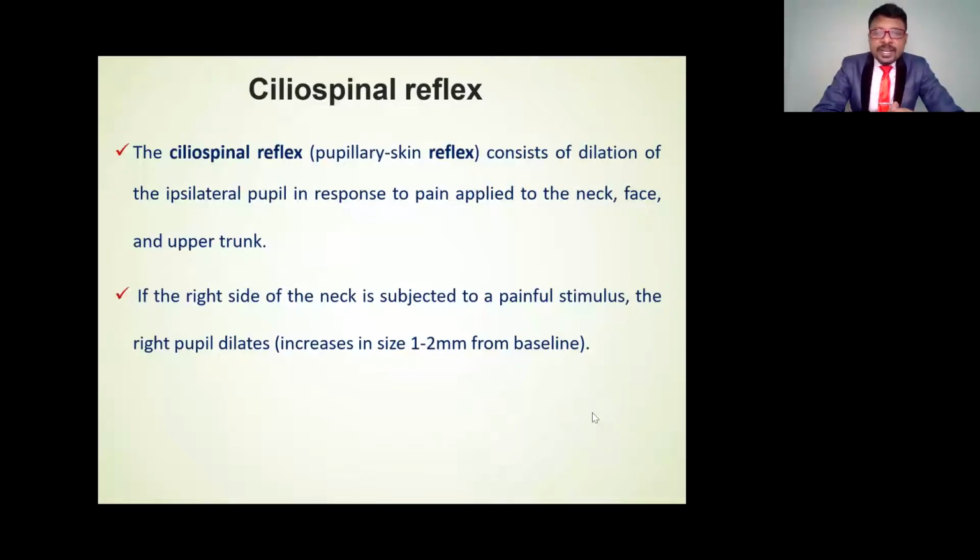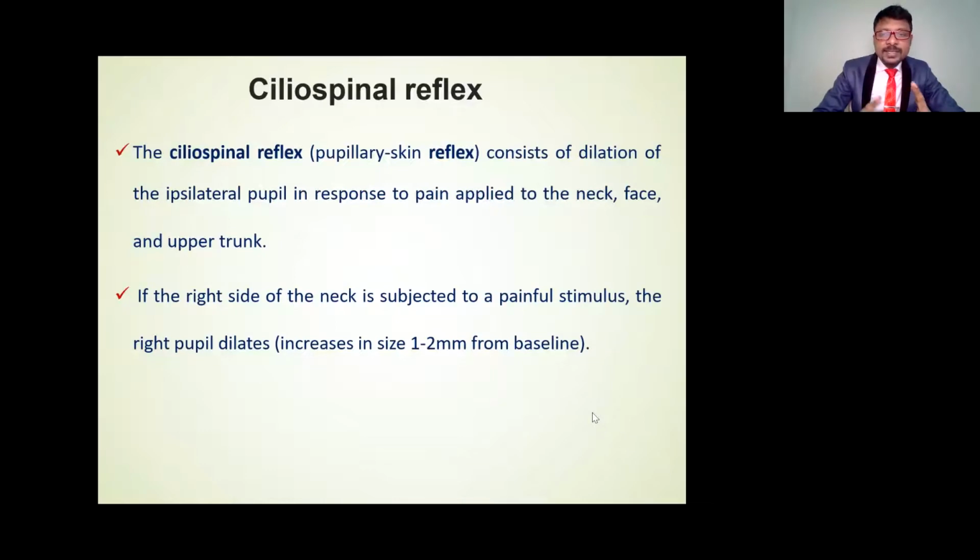Next one is the ciliospinal reflex. The ciliospinal reflex is also called the pupillary skin reflex. It consists of dilatation of the ipsilateral pupil in response to pain applied to the neck, face and upper trunk. For example, if you give a pinch in the neck region, face region, or maybe upper trunk, it gives dilatation of the ipsilateral pupil. Because of this response, the pupil becomes dilated. That is the normal response.